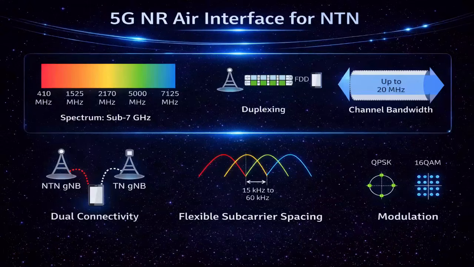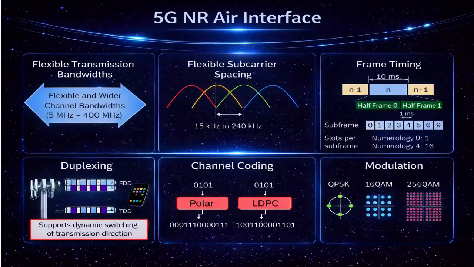Then we have the 5G NR interface for NTN. Before understanding, let's recall the features of 5G. As you know, in 5G we have flexible transmission bandwidth. The bandwidth can range between 5 megahertz and 400 megahertz. Then you have flexible subcarrier spacing, which is one of the most important features of 5G. It can have subcarrier spacing of 15 kilohertz, 30, 60, 120 and 240 kilohertz, right?